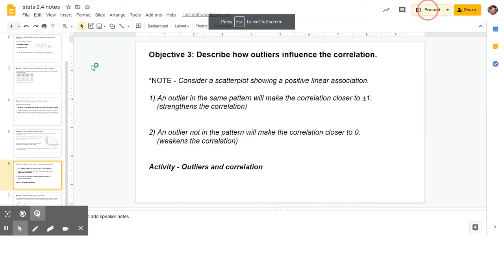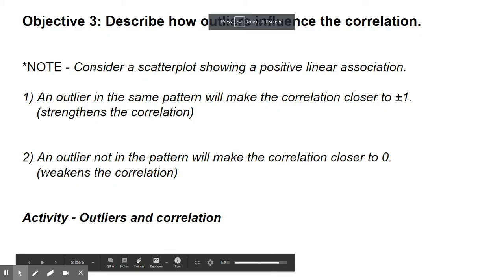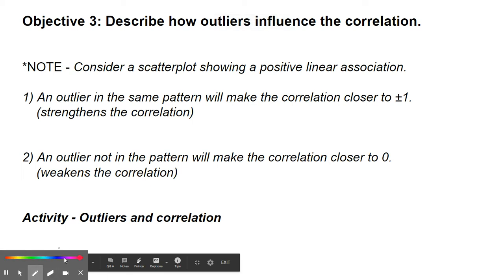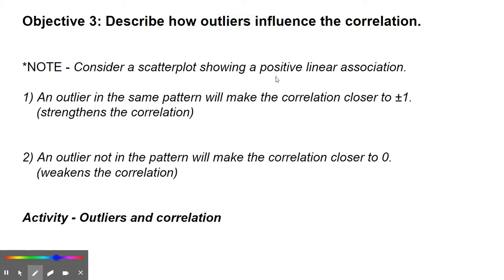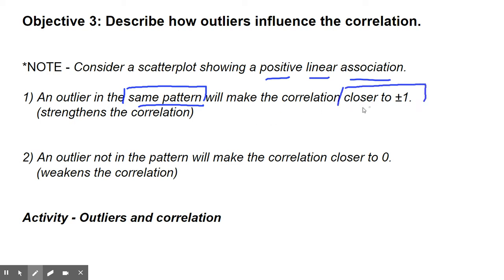All right, so this is objective 3. So now we're going to talk about how outliers affect the correlation. Let's consider for right now a positive linear association. So what's going to happen if we have an outlier that's in the same pattern as our other dots? Well, it's going to make the correlation closer to positive or negative 1. In this case, because it's a positive relationship, we'd be closer to positive 1.